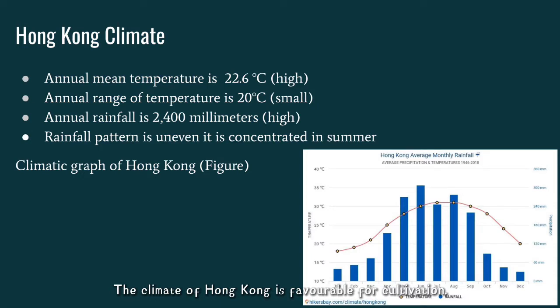The climate of Hong Kong is favorable for cultivation. The annual mean temperature is 22.6 degrees, which is high. The annual range of temperature is 20 degrees. It is small. The annual rainfall is 2,400 millimeters, which is high. The rainfall pattern is uneven and it is concentrated in summer. Therefore, Hong Kong has a long growing season and frost-free period.